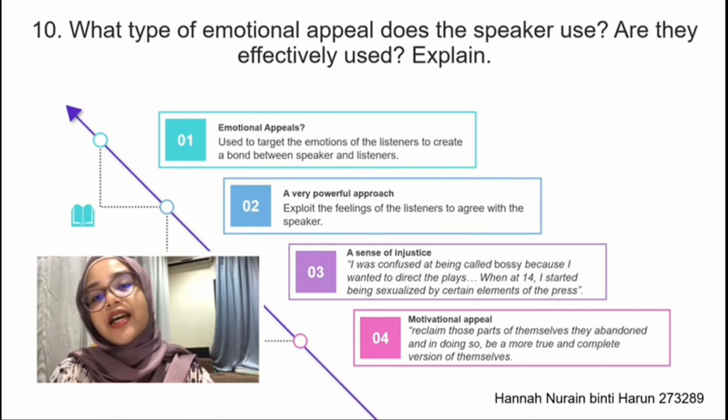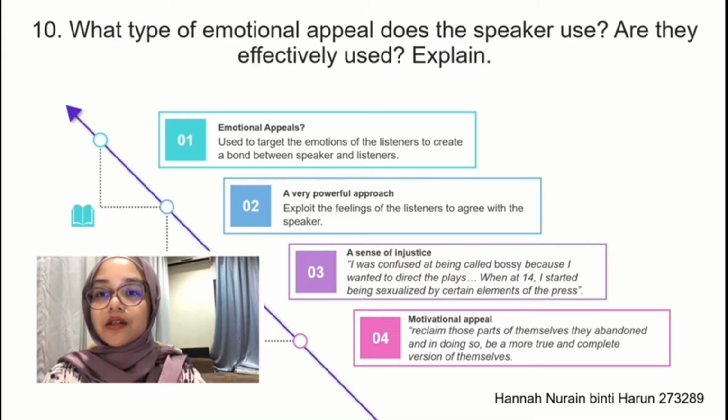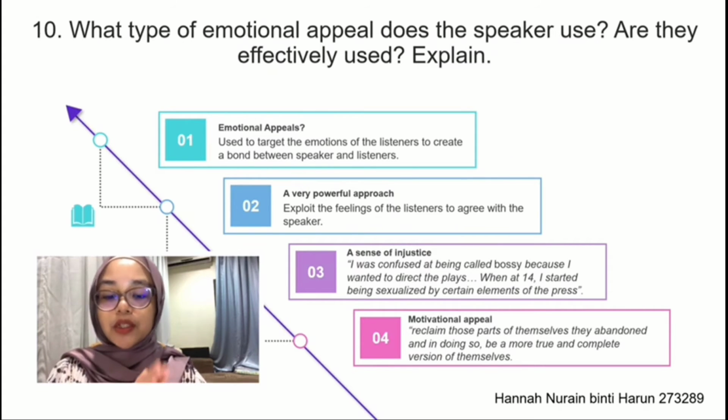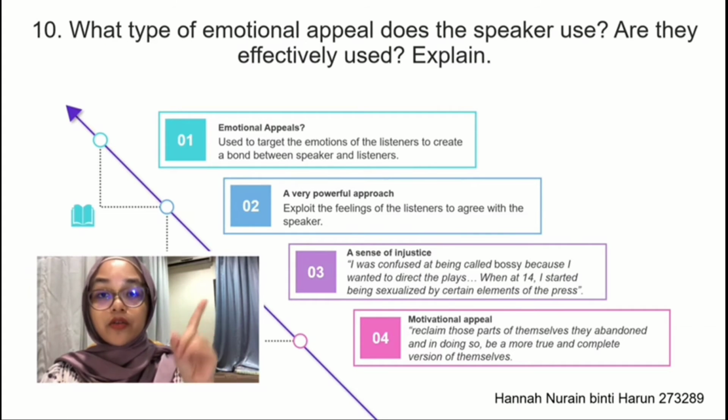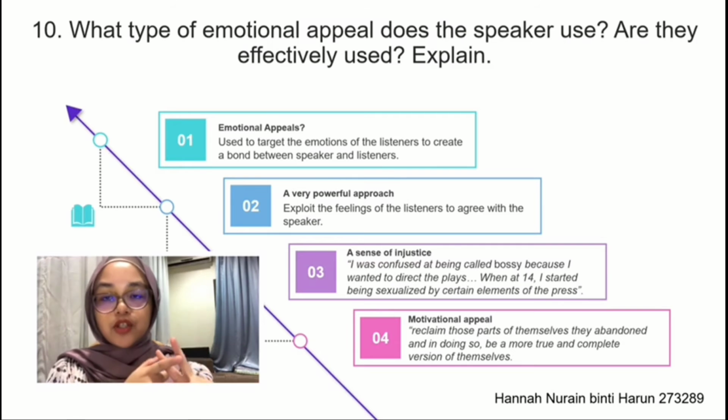Hi, back again. Now for question number 10, it asks us, what type of emotional appeal does the speaker use? Are they effectively used? Explain. In this speech, speaker Emma Watson had used multiple emotional appeals on her listeners, some of the obvious ones being the feeling of injustice, as well as motivational appeal.